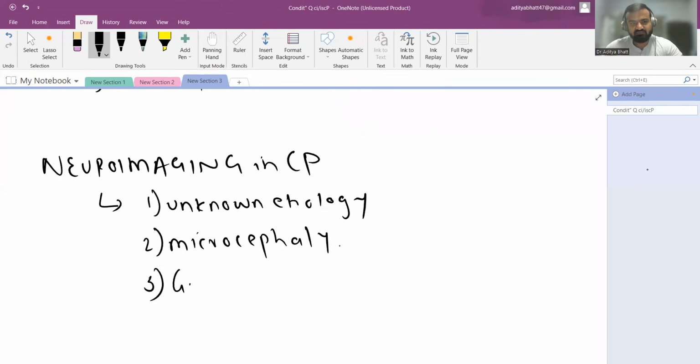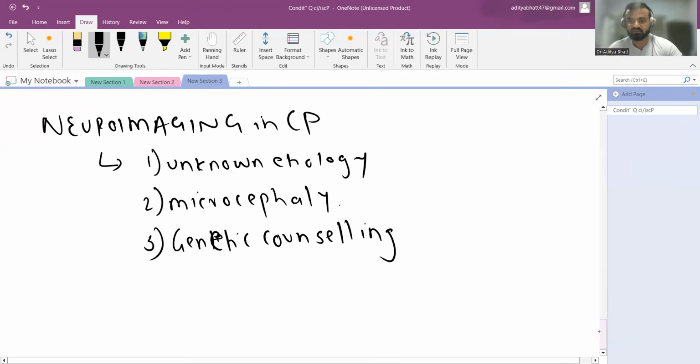The third one is if you have to do genetic counseling. Like if you are suspecting that it is a CP mimic, then if the parents ask you what is the risk in a future pregnancy, then you have to go for MRI.